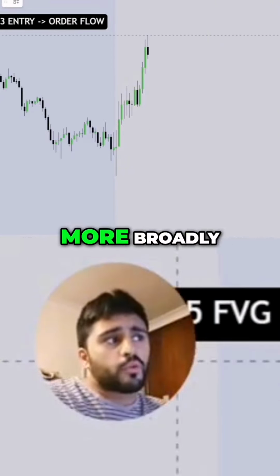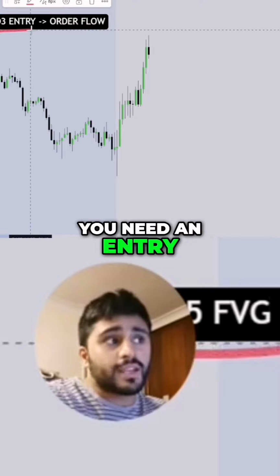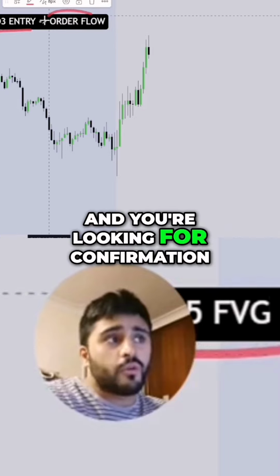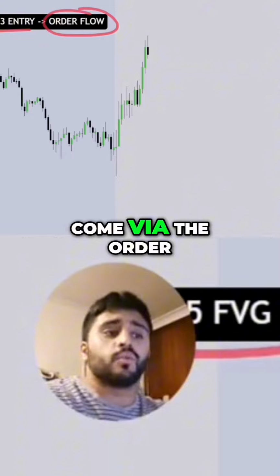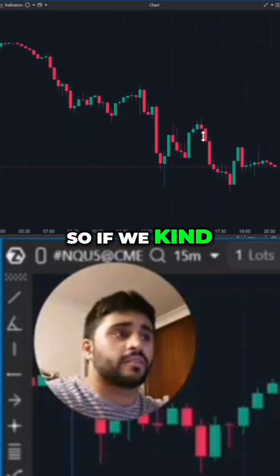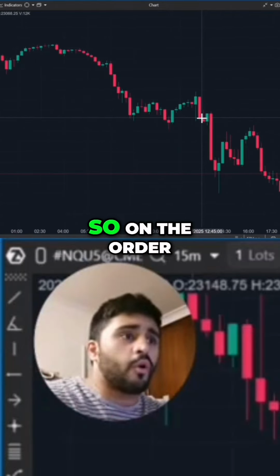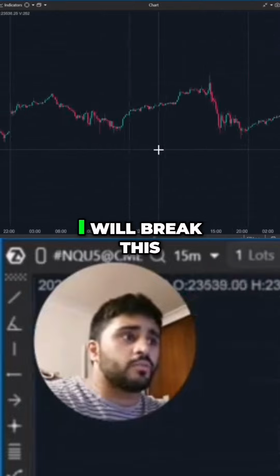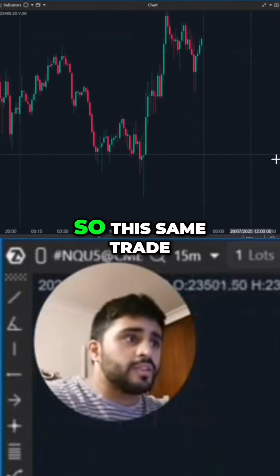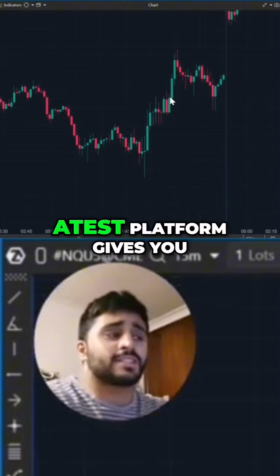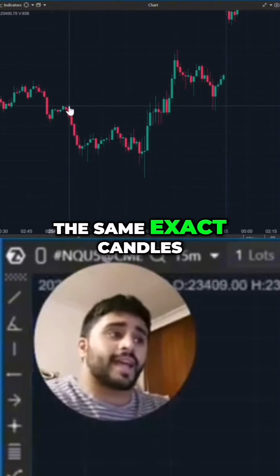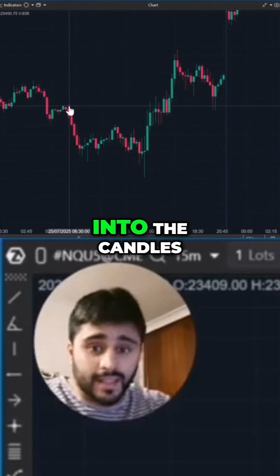Now, more broadly, this is a key level. You need an entry into a key level, and you're looking for confirmation. Confirmation can only really come via the order flow footprint charts, right? So this is the ATAS platform. On the order flow footprint charts, I will break this trade down again. This same trade is on the ATAS platform over here, and notice how the ATAS platform gives you the same exact candles, but you can zoom into the candles, right?